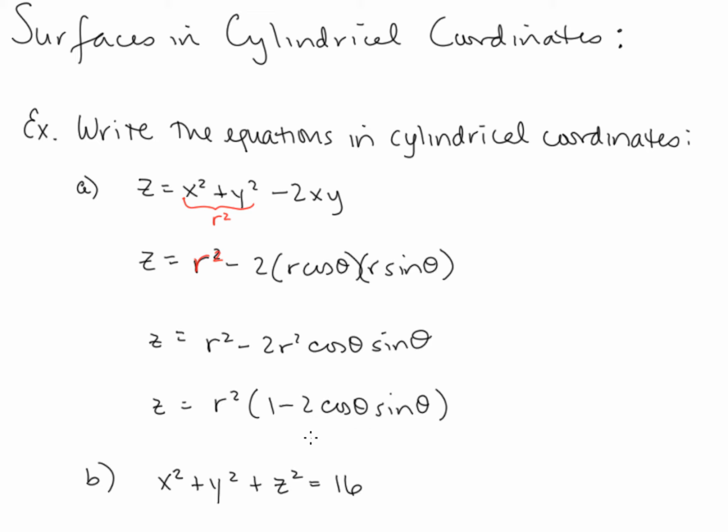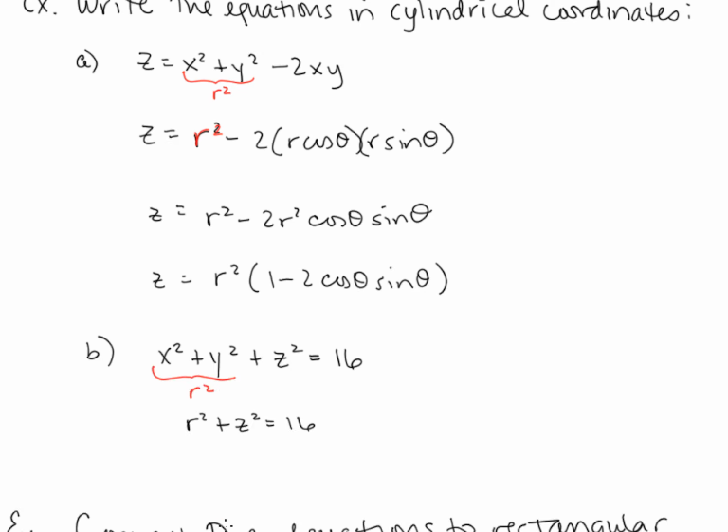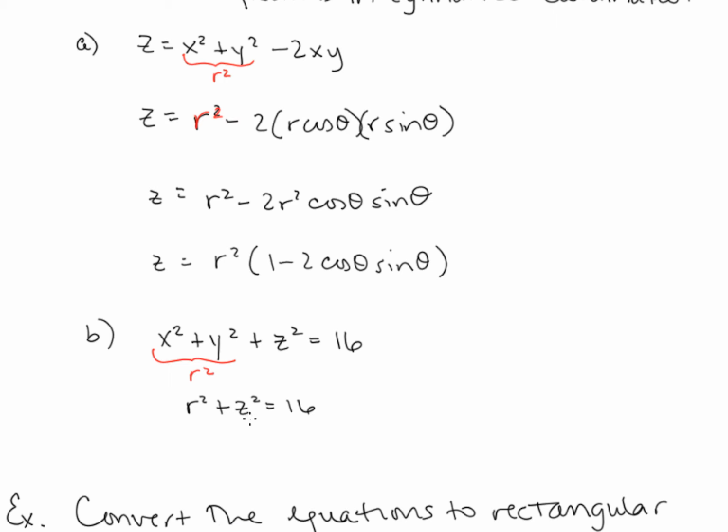Now let's take a look at x squared plus y squared plus z squared is equal to 16. Again, we have our x squared plus y squared here. We know that's equal to r squared. So we get r squared plus z squared is equal to 16. And that's our surface written in cylindrical coordinates.